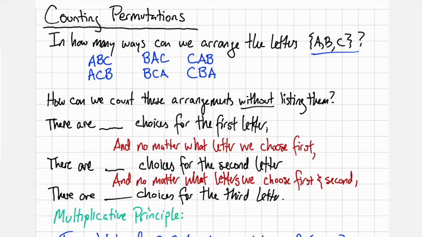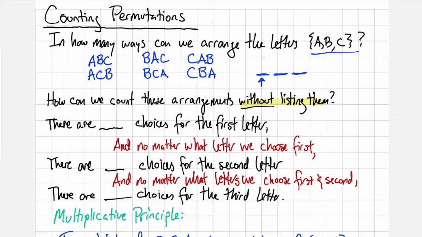Now, one of the guiding ideas in combinatorics is that we'd like to count these arrangements, but without listing them. We're developing techniques to be able to do that. We'll be wanting to apply the multiplicative principle that we learned last time. We'll be thinking of these arrangements as a first letter, a second letter, and a third letter. We'll think about each of the positions individually.